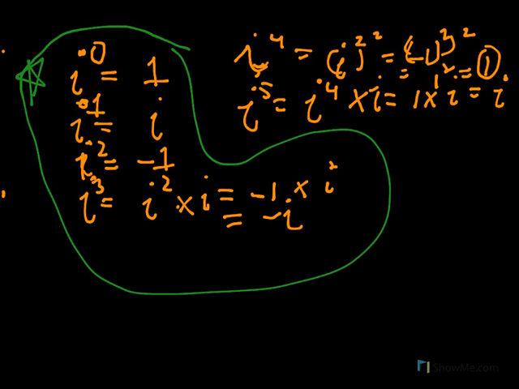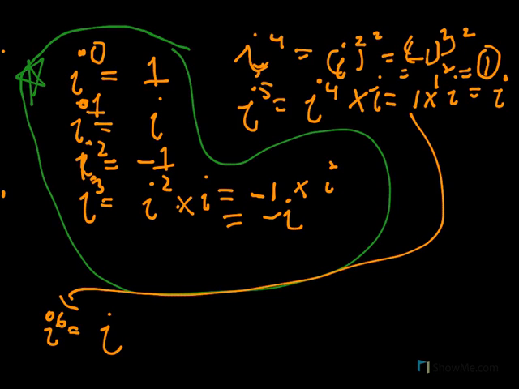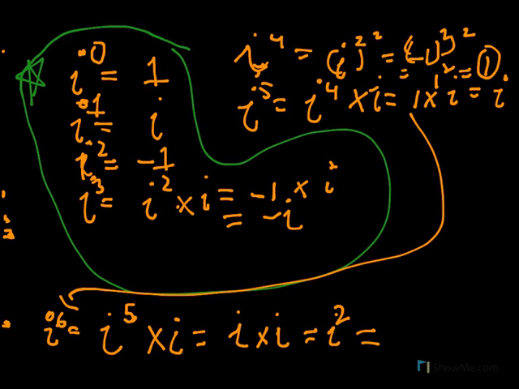If I were to take i to the 6th, it would be i to the 5th times i, which is i times i, which is equivalent to i squared, which is, by definition, minus 1.